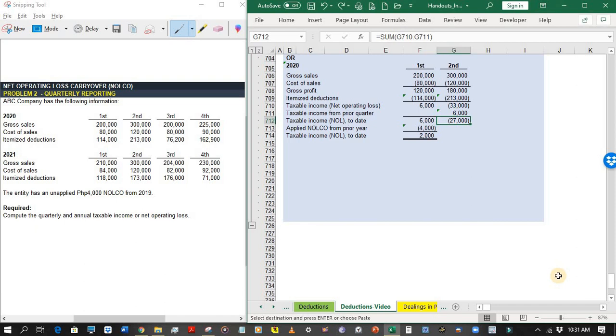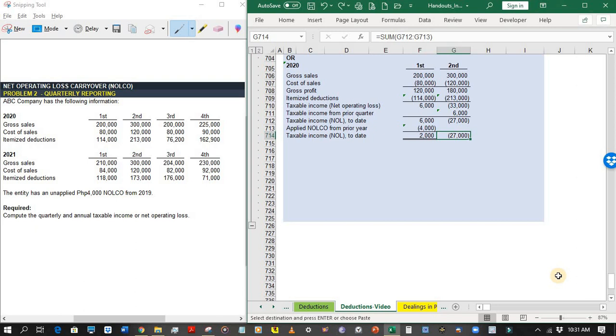And since the 27,000 is a net operating loss, we cannot deduct any NOLCO, and this will not be included in our update of net operating loss. Again, because the update of net operating loss carryover is done on an annual basis, because the 27,000 net operating loss was reversed at the end of 2020 based on the previous format.